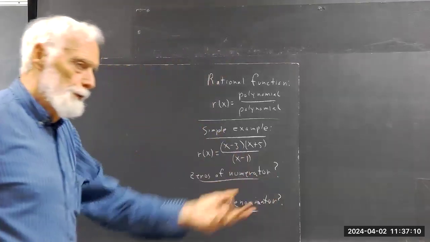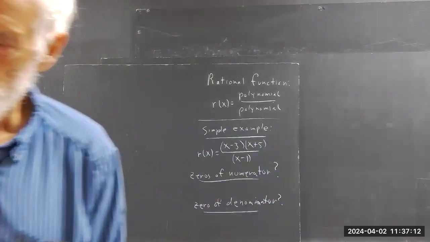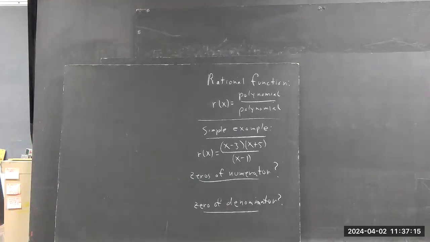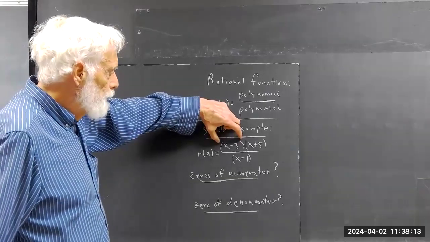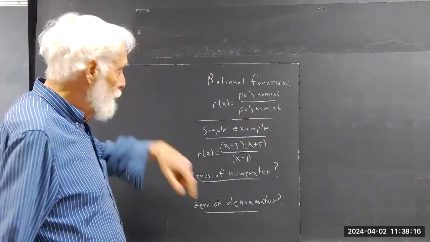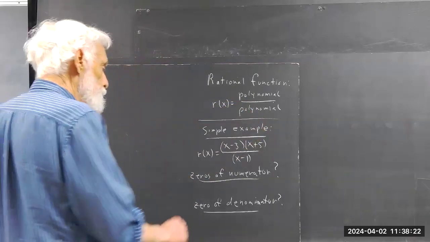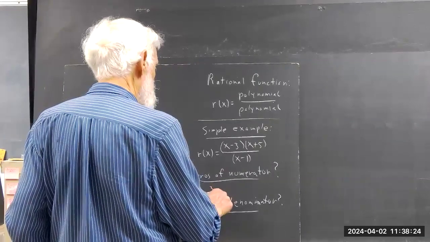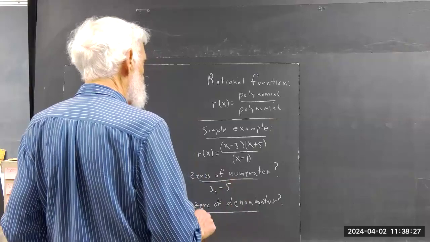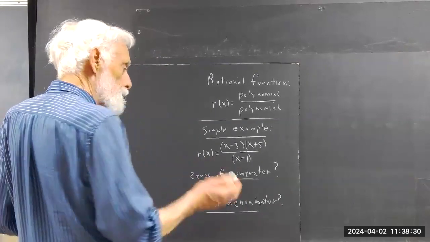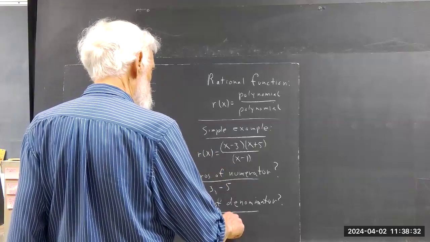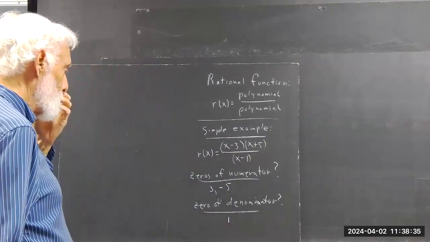So just take a second and jot down on your paper. Don't copy all my words. Just write down two numbers for the zeros of the numerator and a number for the zero of the denominator. Okay, hopefully it's clear. Your numerator is x minus 3 times x plus 5. If x is equal to 3, x minus 3 will be 0, and that will make the whole thing 0. So that would be 3 or negative 5. The denominator has just one factor, and the zero of the denominator is 1.